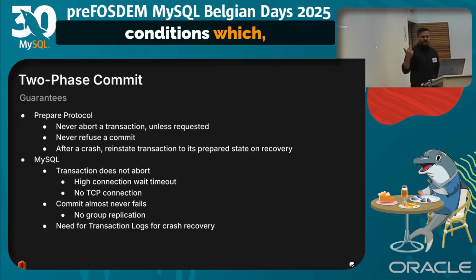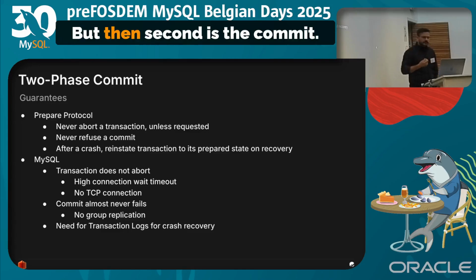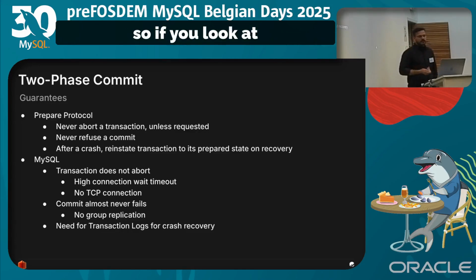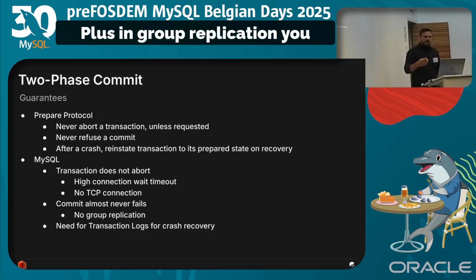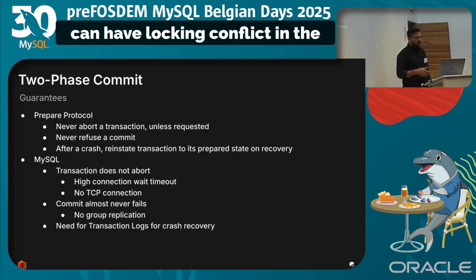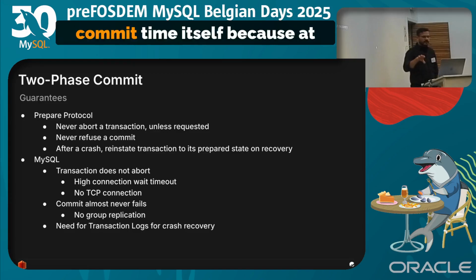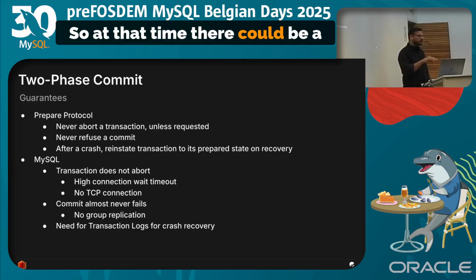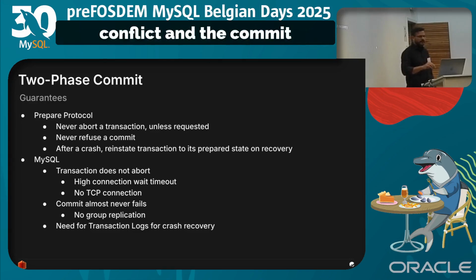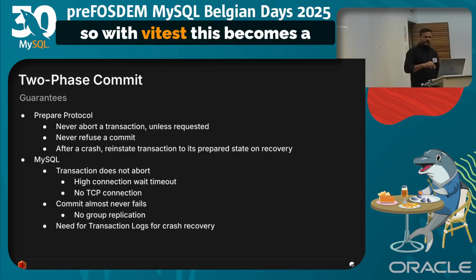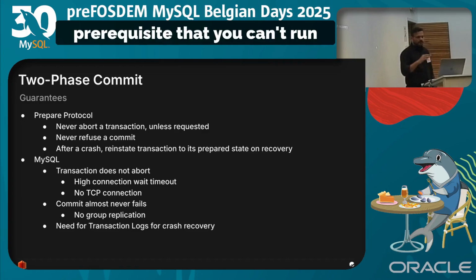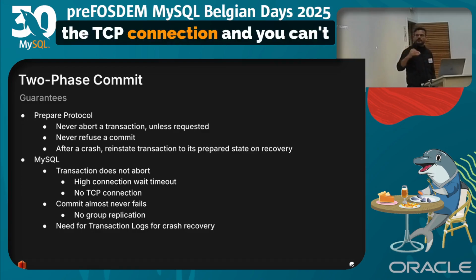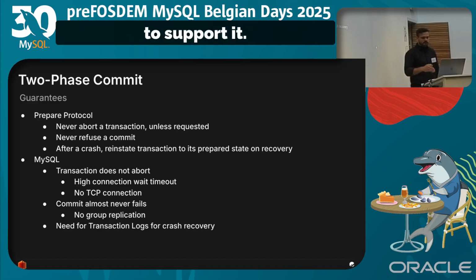Obviously there are failure conditions which are not covered in MySQL. We'll talk about it. But then the second is the commit. Vitess itself does not support group replication. Plus, in group replication, you can have a locking conflict at commit time itself, because at that time it runs the Paxos algorithm. So at that time, there could be a possibility of having a locking conflict, and the commit could fail. So with Vitess, this becomes a prerequisite: you can't run over a TCP connection, and you can't use group replication to support it.